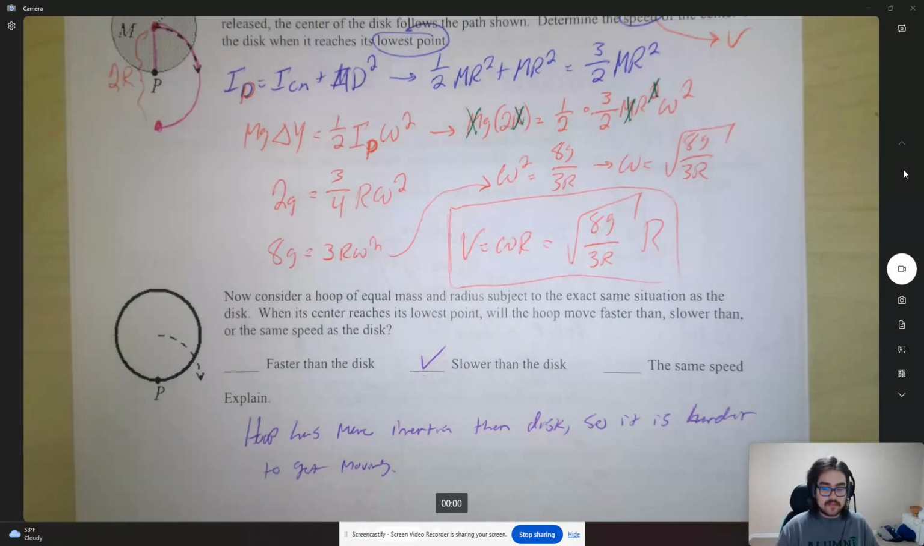All right, well, that's the parallel axis theorem.